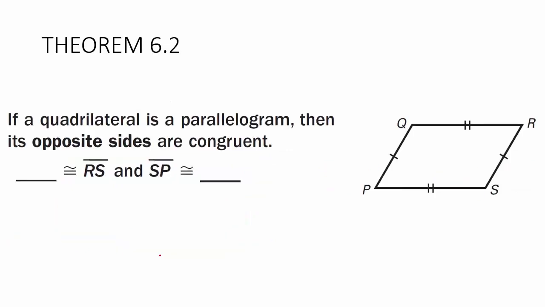Theorem 6.2. If a quadrilateral is a parallelogram, then its opposite sides are congruent. So from this picture we can say that line segment PQ is congruent to line segment RS, and line segment SP is congruent to line segment QR.